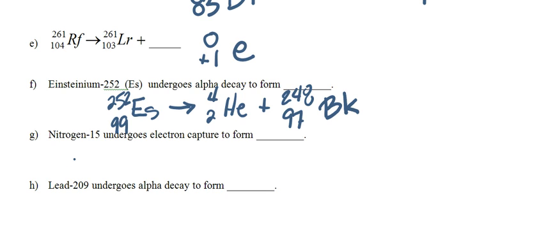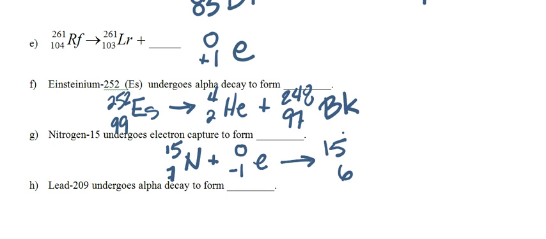All right. G, nitrogen-15. And again, the 15 is its mass number. Nitrogen's proton number is 7, and you can check that on the periodic table if you like. Undergoes electron capture, so that means plus. So electrons have a mass of 0, and electrons are negatively charged, so arrow. So 7 minus 1 is a 6. The mass remains the same. And element number 6 is good old carbon.